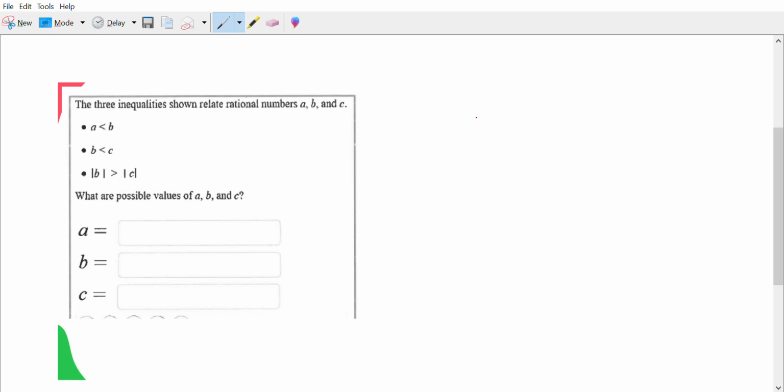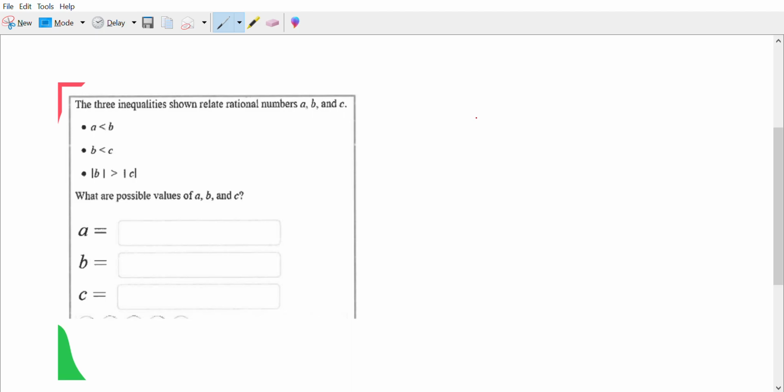The three inequalities shown relate rational numbers A, B, and C. So the first little point to know is that A is less than B, B is less than C, but the absolute value of B is greater than the absolute value of C. What are possible values for A, B, and C?